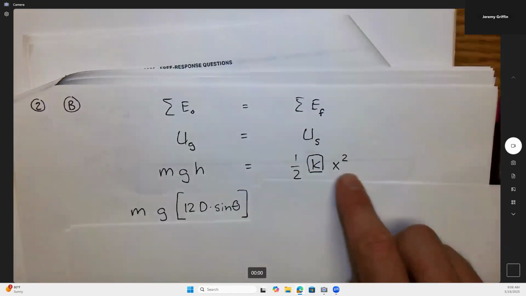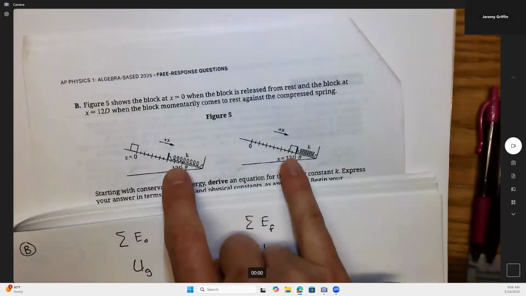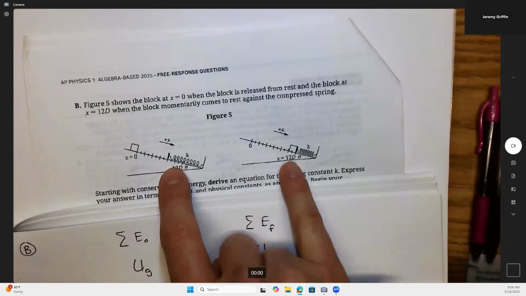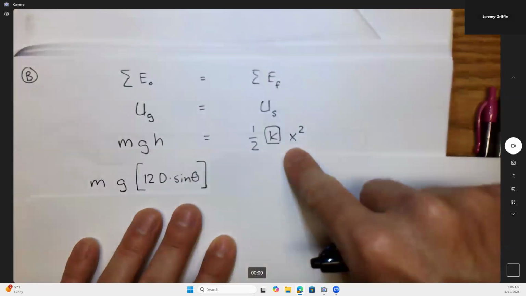And what about this x? How much was the spring smashed from here to here? I think it was 4 units, right? It's 4 little tick marks. So I'll call that 4D. Wouldn't that be 4D? So in place of the x, I'm going to put 4D.